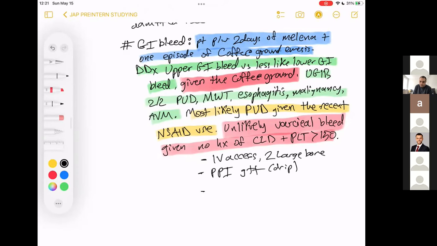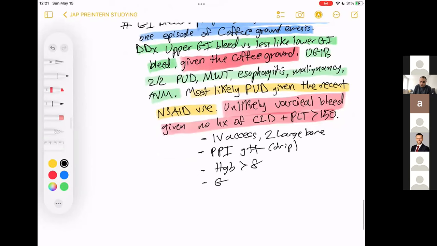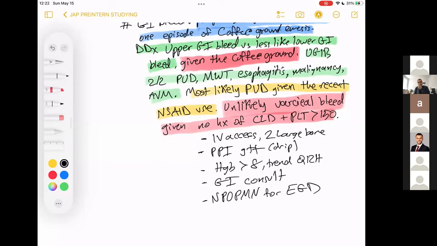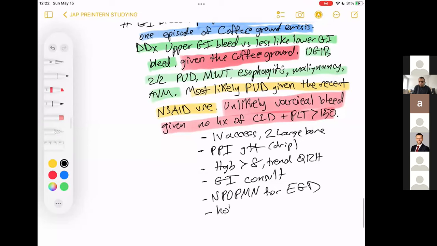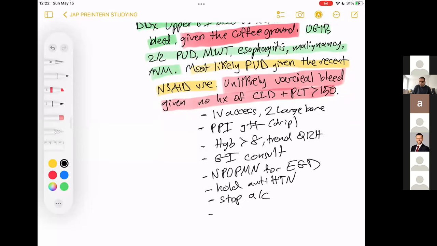Maintain hemoglobin above 8, for example. And then you're going to say GI consult. And then don't forget to make sure that you have all these orders in place. Trend hemoglobin every 12 hours. NPO past midnight for possible EGD. So now you have your plan. Hold antihypertensives, stop anticoagulation because the patient might be bleeding, and then SCD for DVT prophylaxis.